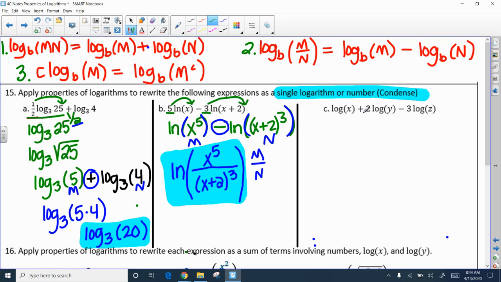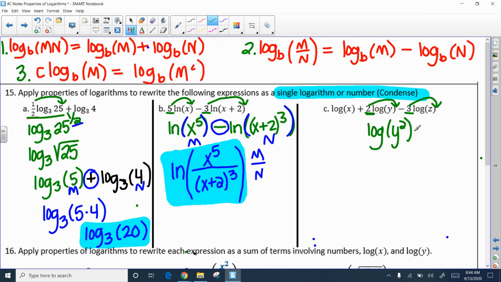So the first logarithm is just log of x. It doesn't have any constant in the front. And we have a plus sign, so plus 2 log of y. This one does have a 2 in front, so this 2 is going to move to that exponent. So this is going to become log of y squared. Okay. And then this one has a 3 in front. So minus 3 log of z. The 3 is going to move to the power of the z.